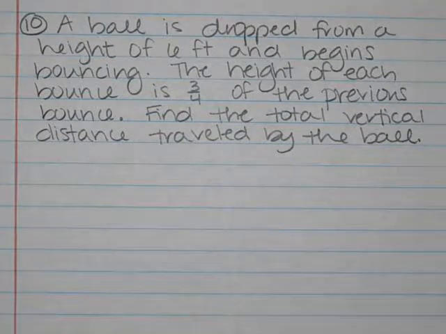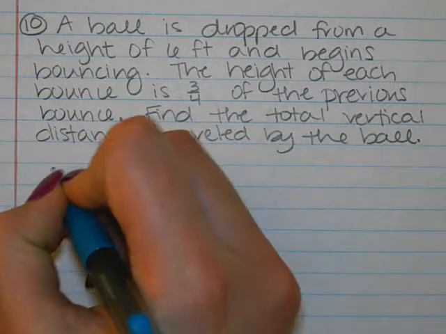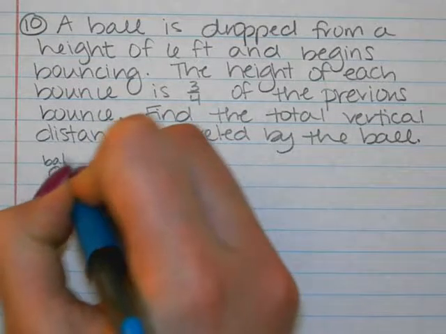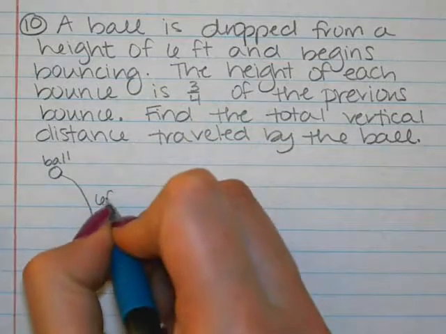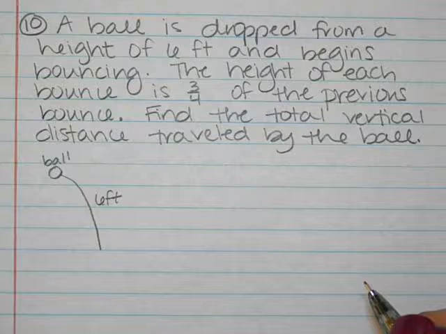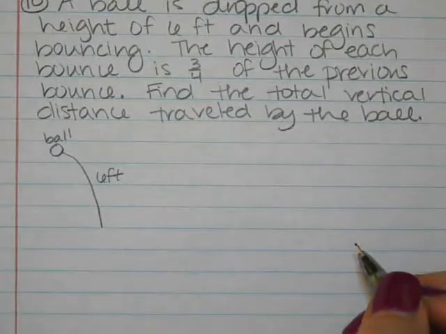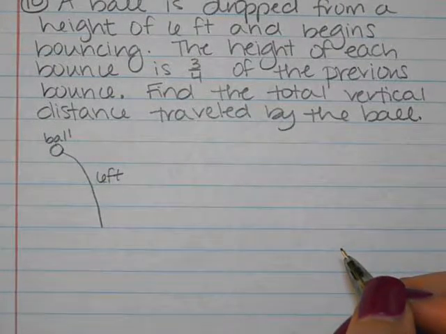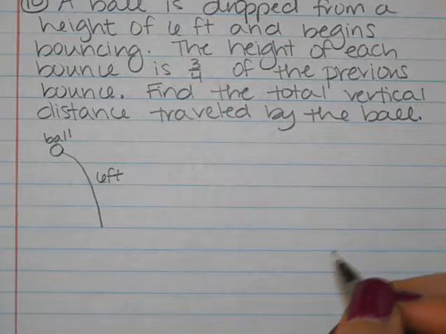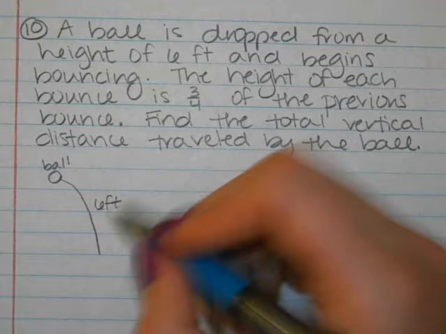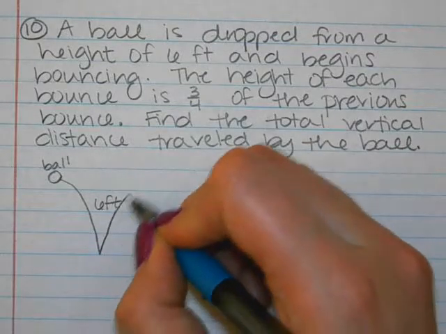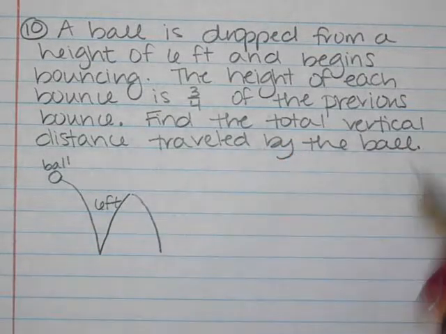All right, so here's a picture. Here's the ball. You have a ball that bounces down 6 feet. The ball goes down 6 feet, right? Because it's a height of 6 feet. And then what does the ball do after that? Bounces up. Bounces 3/4 of the distance. So it goes up 3/4 of the distance, right?